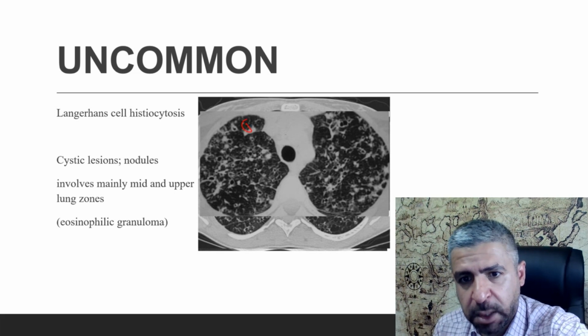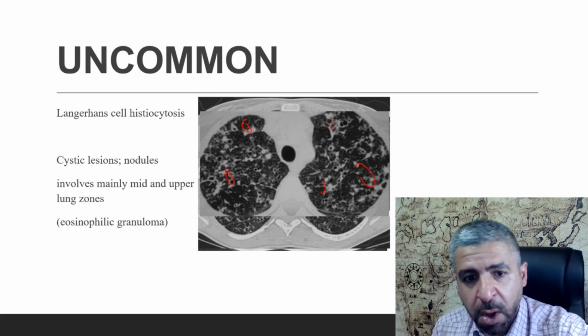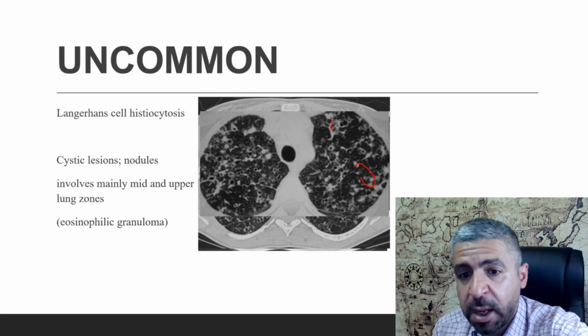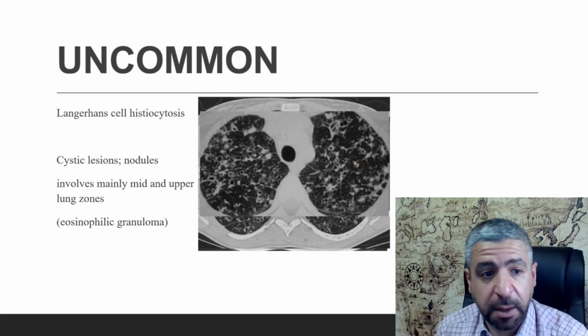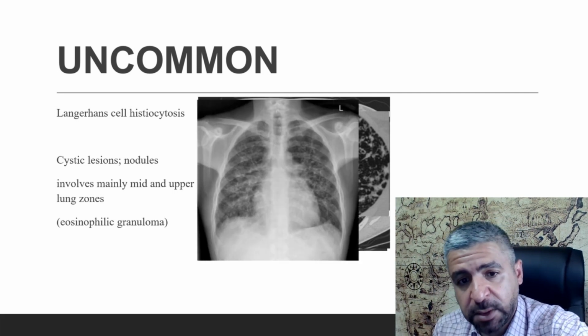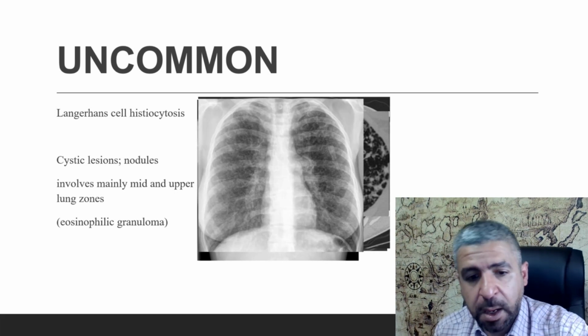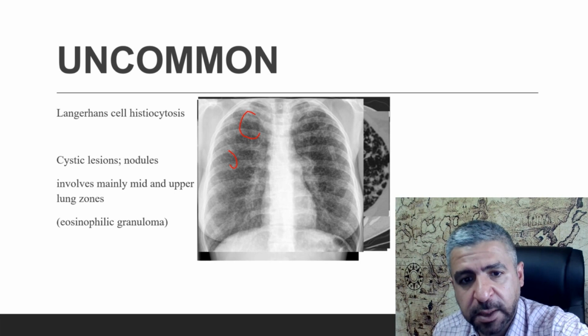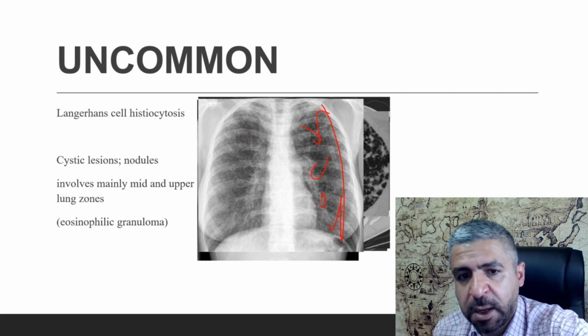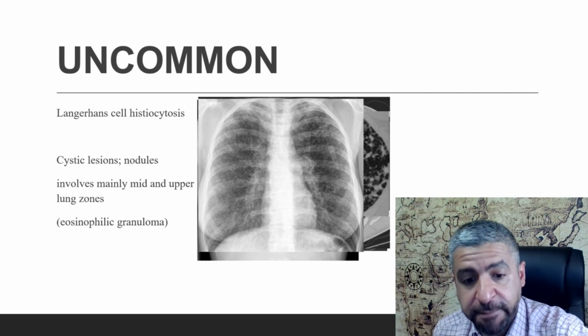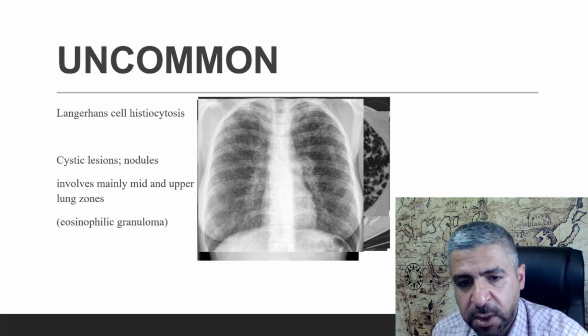Also, it can be more prominent and more obvious than this case. You can see here multiple innumerable nodules with air cysts, which is very characteristic of severe Langerhans cell histiocytosis. Also in the X-ray, it appears like that. You can see multiple air-filled cysts here and there, due to Langerhans cell histiocytosis. Another example of chest X-ray of Langerhans cell histiocytosis, you can see the diffuse involvement of both lungs with these cystic lesions, confirming it's Langerhans cell histiocytosis.